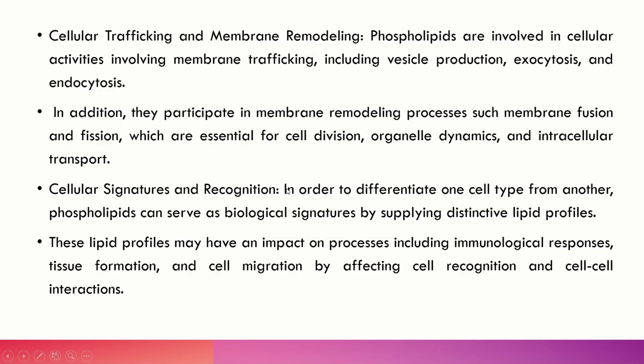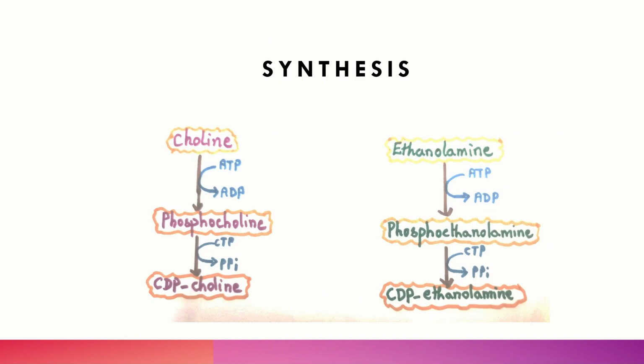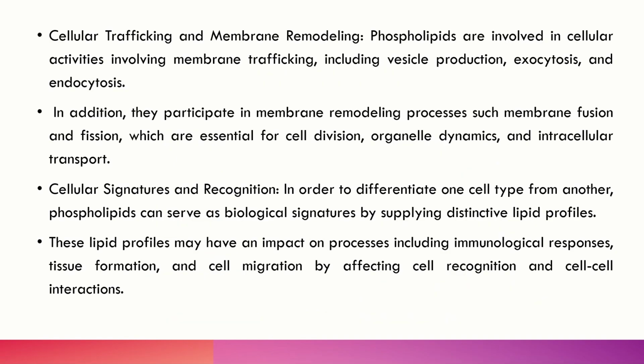Cellular signatures and recognition processes also involve phospholipids. So phospholipids serve as biological signatures by supplying distinctive lipid profiles so that we can differentiate one cell type from the other cell type. And these lipid profiles may have an impact on processes including immunological responses, tissue formation, and cell migration by affecting cell recognition and cell-cell interactions. So this is all about phospholipid structure and functions.